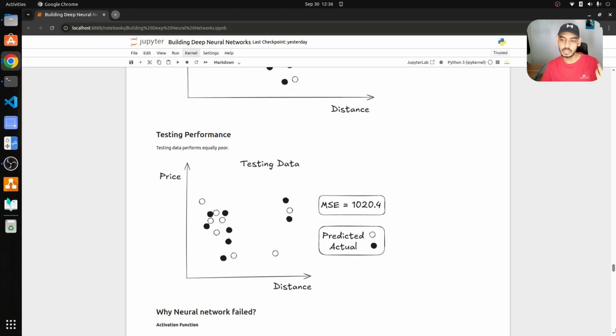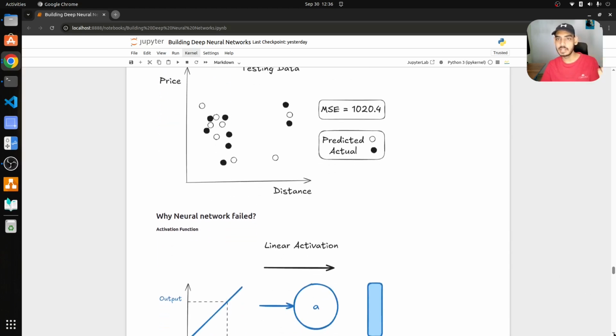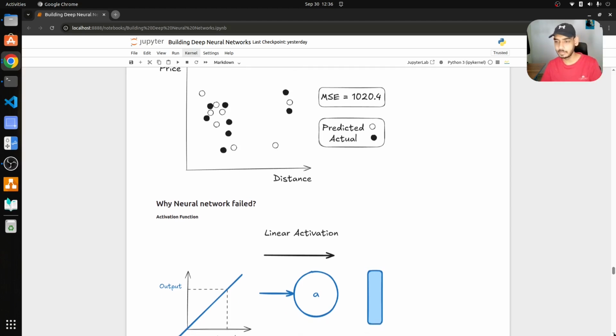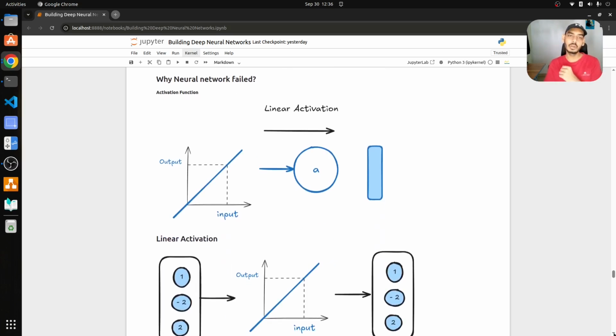So we have to look into why this has happened and why it has failed to learn the relationship between the feature and target. The reason why the neural network failed is because of the activation function. What we have done is we have passed a linear activation when we were training the neural network, where you give some input, it will generate the same as output.